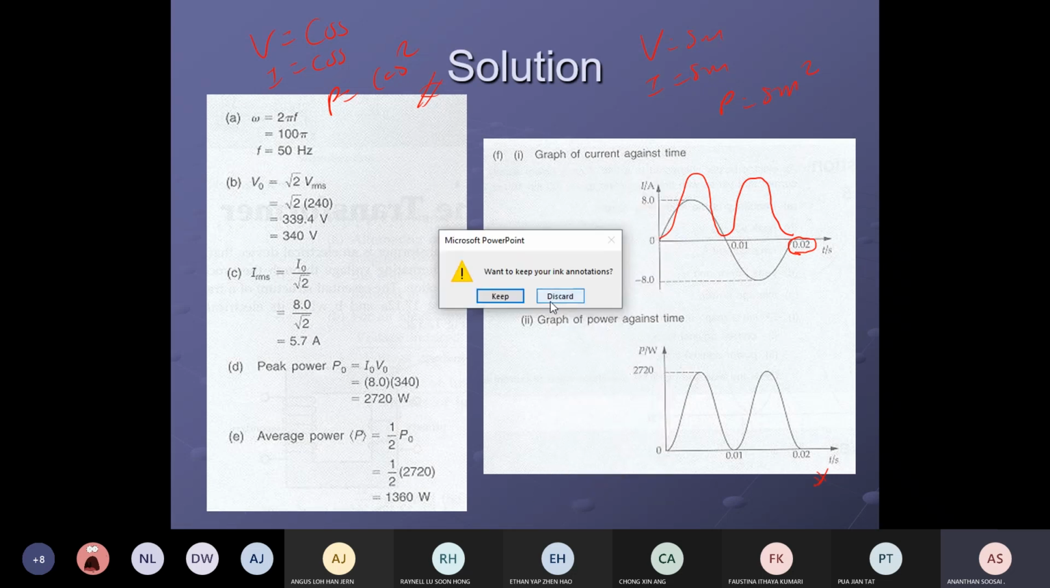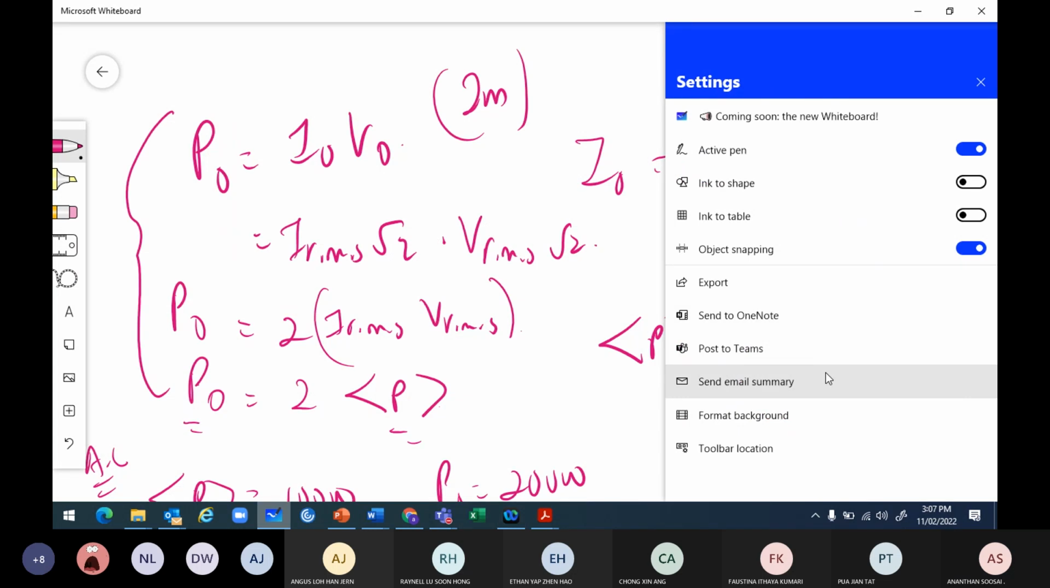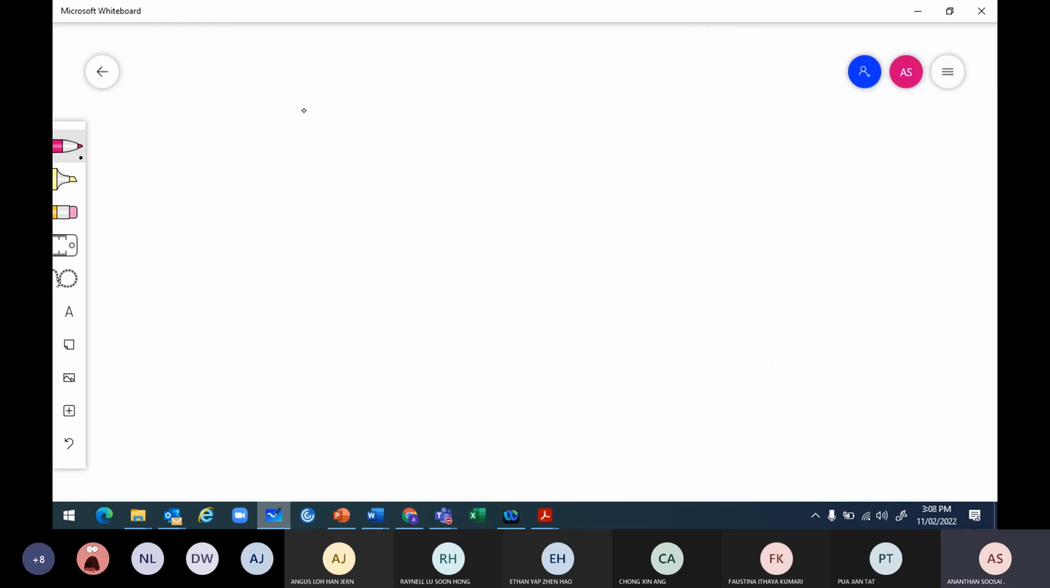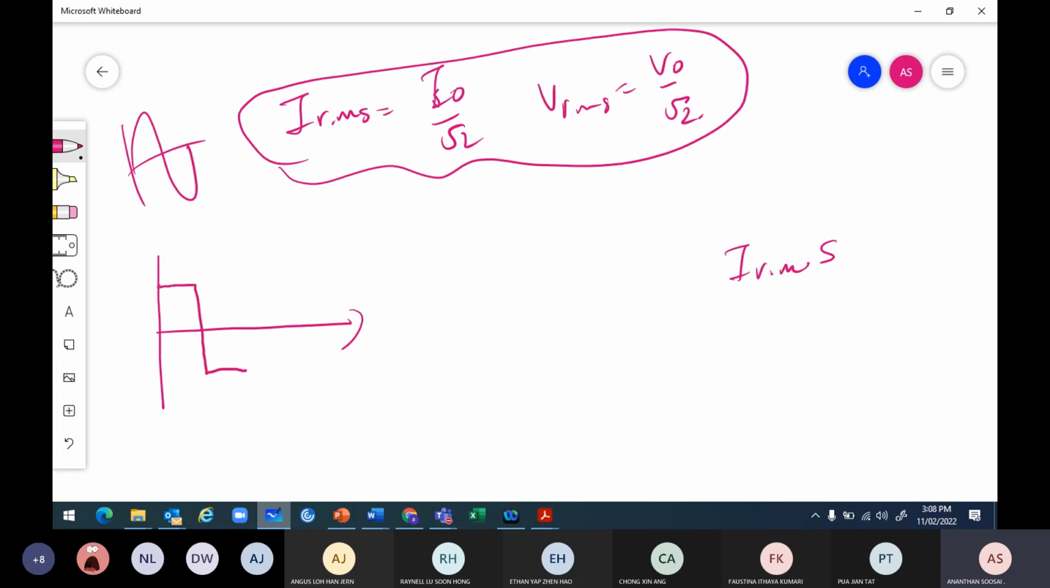Okay, guys. So now something important too. You know, just now, the I RMS is found to be I naught over root 2, right? V RMS is V naught over root 2, right? These two formulas only apply for sine. But in the exam, in your syllabus, sometimes they will ask you to find I RMS and V RMS for a different pattern of graph. For example, like a square wave, like this.